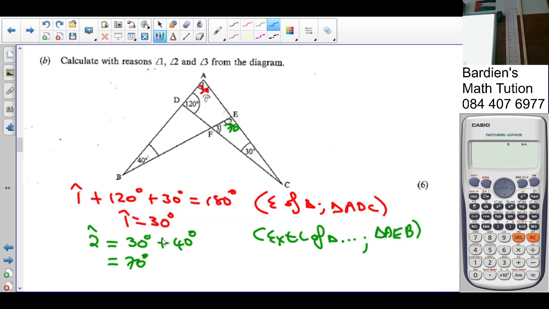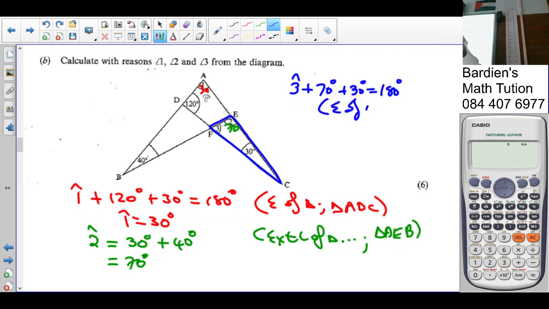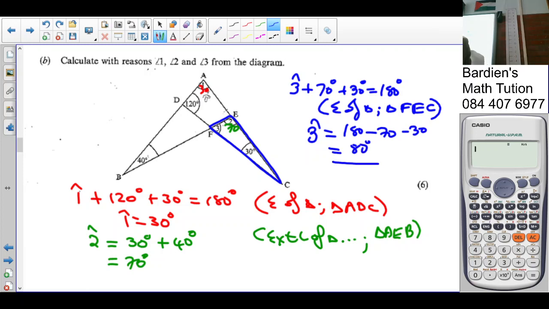And then for number 3, how are you going to calculate angle 3? Sum of angles of a triangle, here again. You see that, people? So angle 3 plus 70 plus 30 is equal to 180. Why? Sum of angles of a triangle. So angle 3 is equal to 180 minus 70 minus 30, which is 80 degrees. Right?